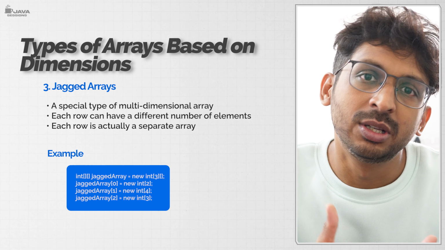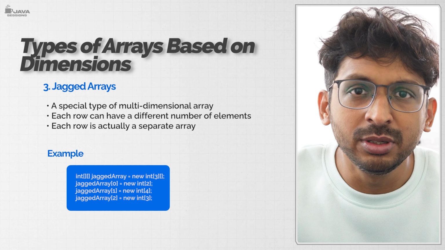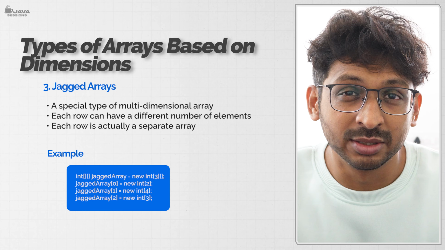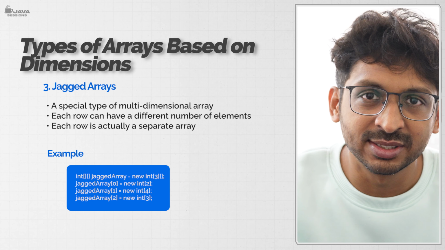So each row can be considered as its own single dimensional array. That is, each row can have different lengths. You can consider this like a seating arrangement in a movie hall. That is, some rows are going to have more seats than others.